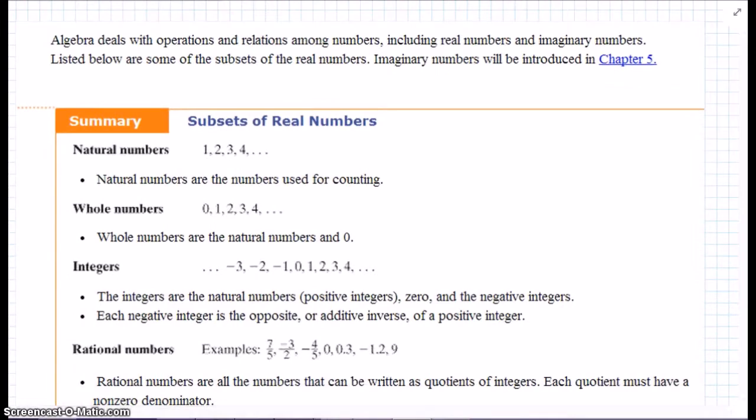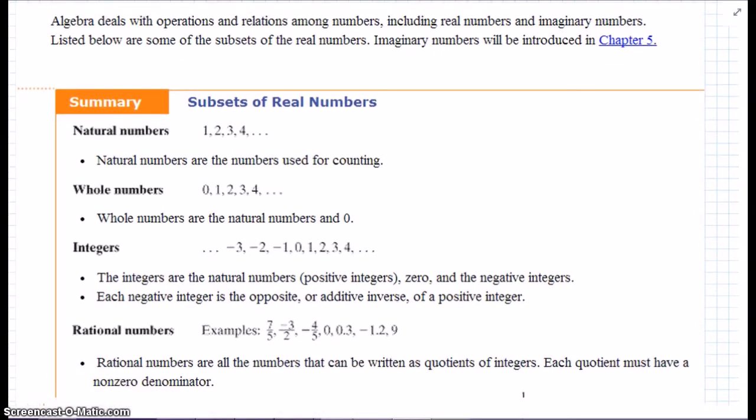Algebra deals with operations and relations amongst the numbers, real and imaginary. But here's what we need to know about all real numbers. We'll talk about imaginary numbers in chapter 5. So the subset of real numbers, and you can follow along. Natural numbers are just the numbers we use in counting, not including zero. So think of your fingers: 1, 2, 3, 4. Whole numbers are all natural numbers plus the inclusion of 0.